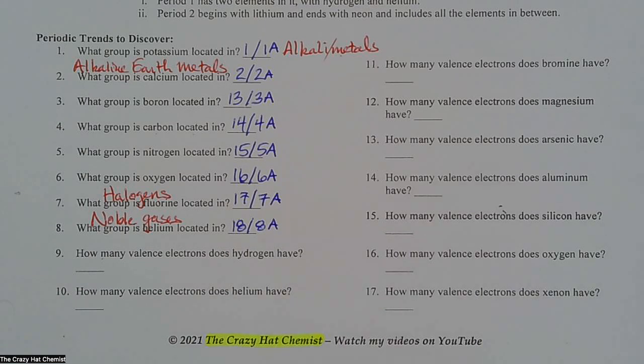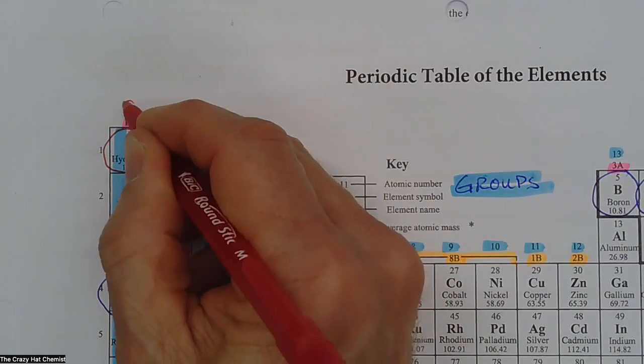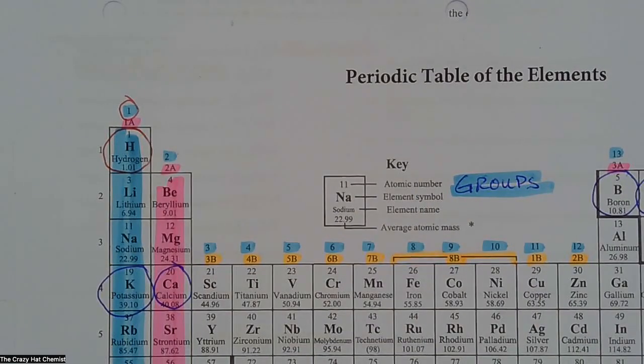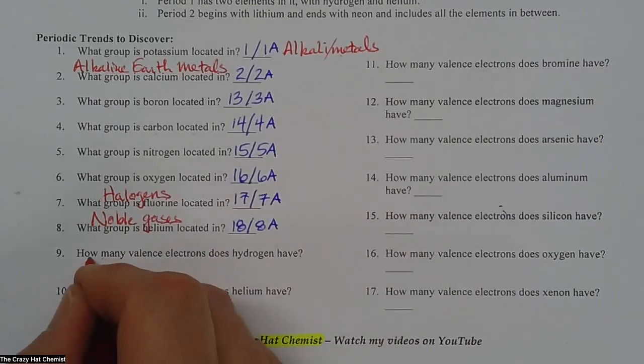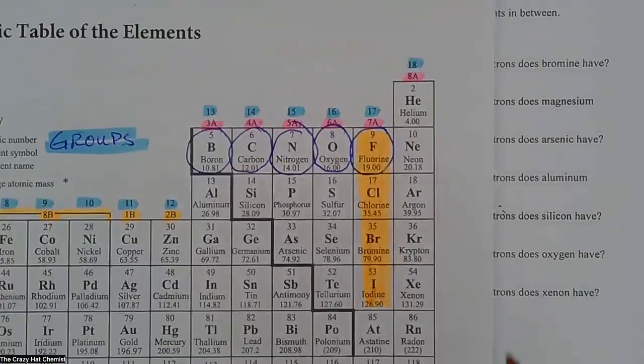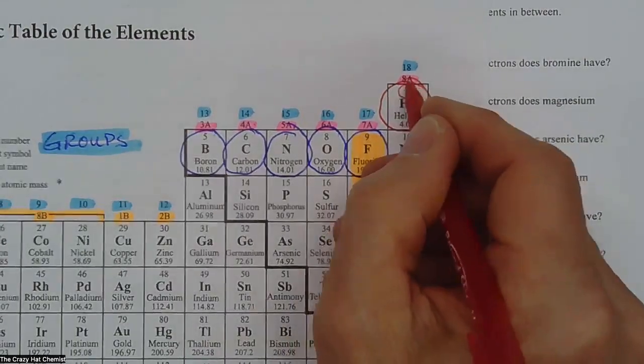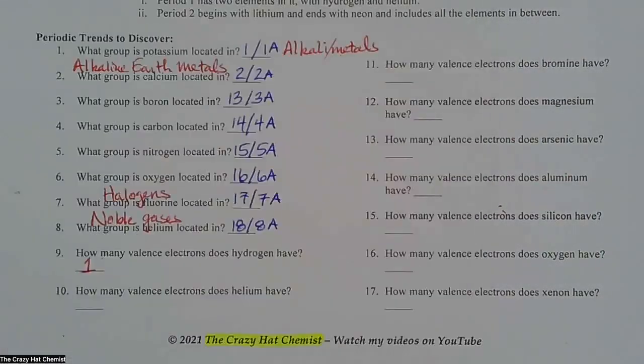All right, so next problem, number 9: how many valence electrons does hydrogen have? Well, let's find out what group hydrogen is in. Group number 1. So how many valence electrons? 1 valence electron for hydrogen. How many valence electrons does helium have? Well, helium is kind of a funny thing. I'm not sure if there are 2 valence electrons or 2 core electrons. So we're just going to put 2 there.